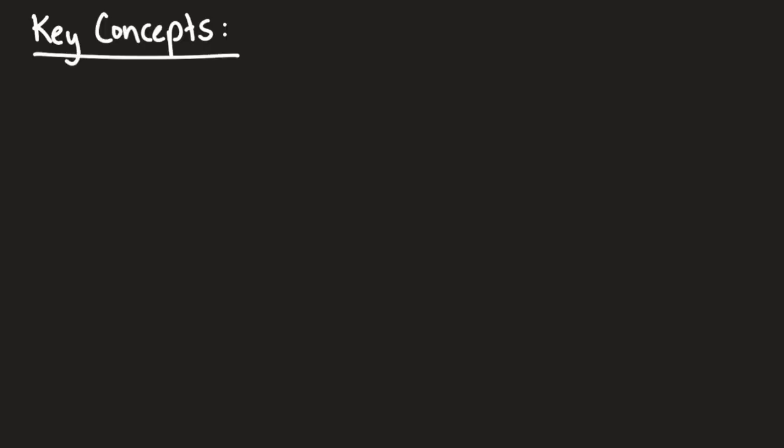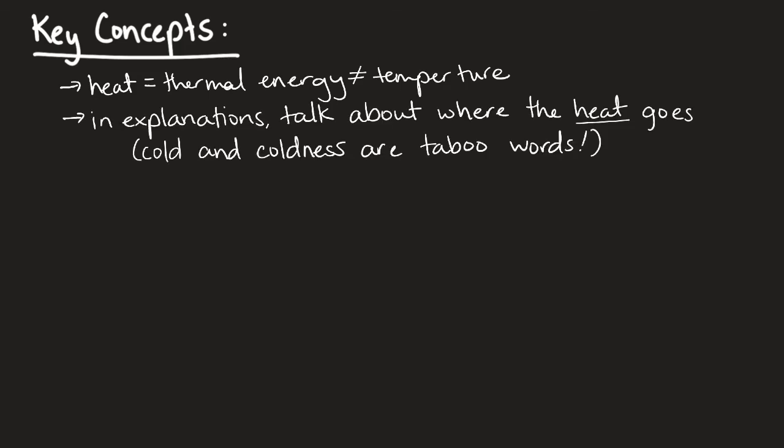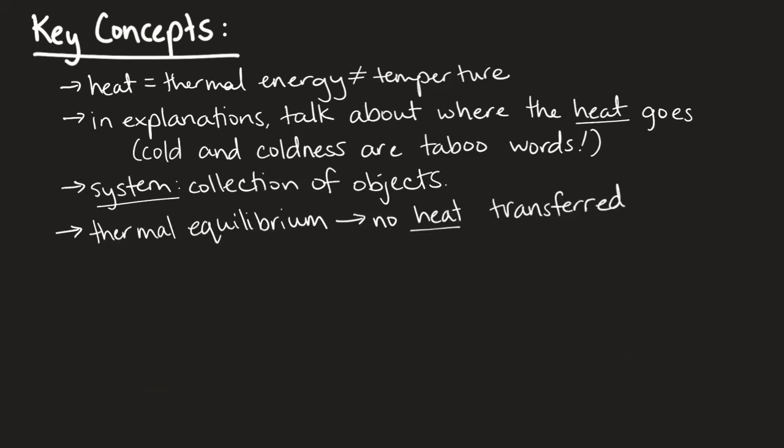So we're just going to recap the key concepts and what you need to know for your exam. Heat and thermal energy are the same thing, and that's not the same thing as temperature. In explanations, talk about where the heat goes. Cold, coldness, they're taboo words, don't use them. A system is a collection of objects. If two things are in thermal equilibrium, that means that there's no heat transferred between them.